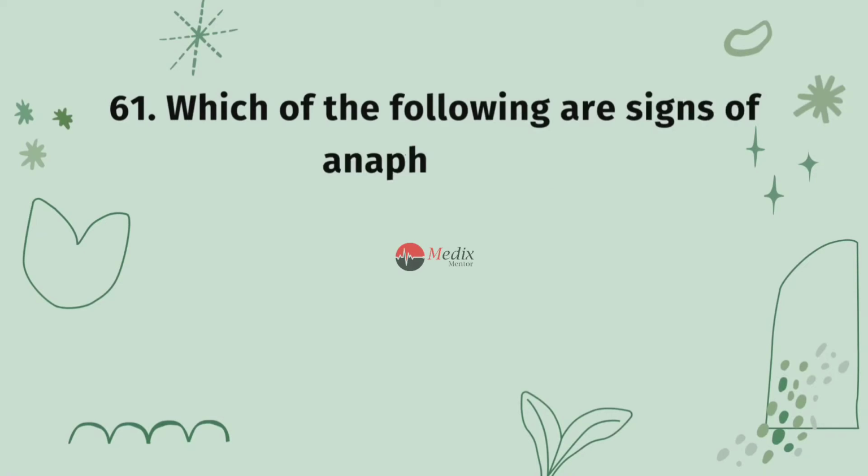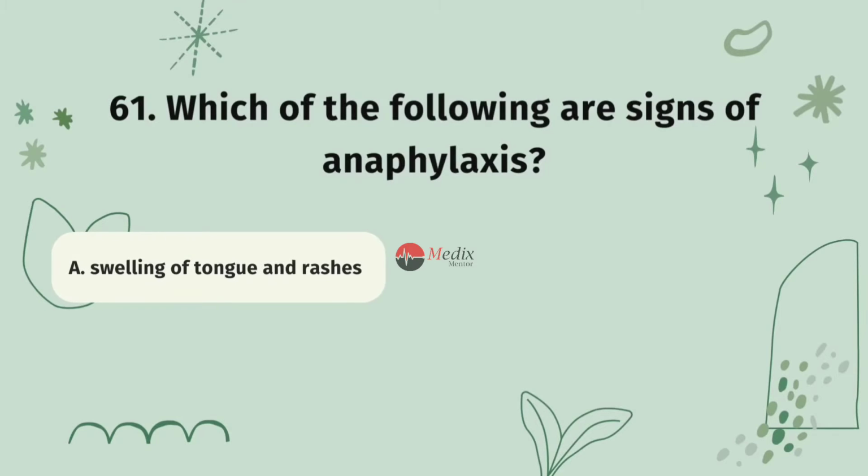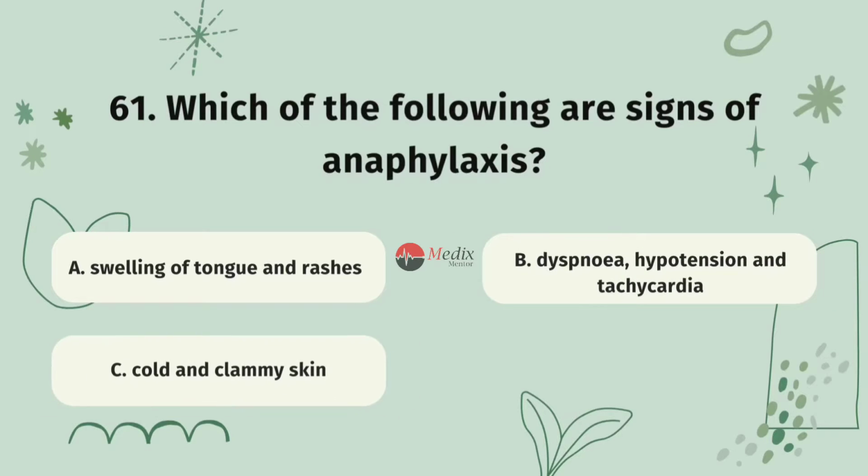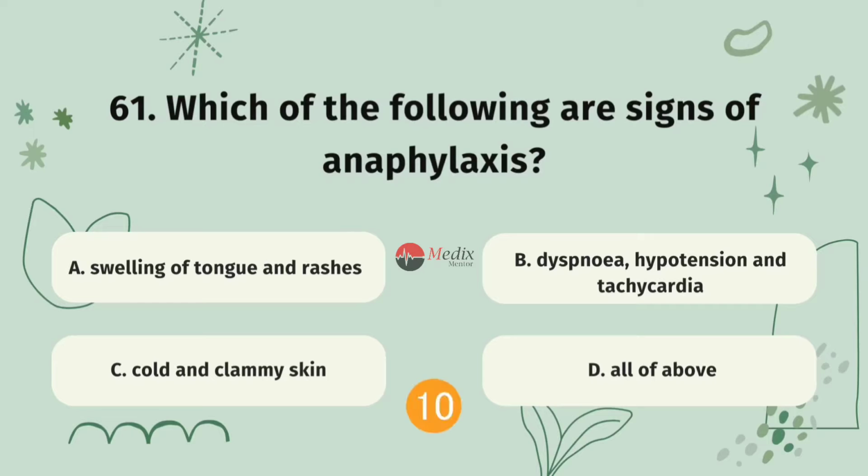Question 61. Which of the following are signs of anaphylaxis? Option A, swelling of tongue and rashes. Option B, dyspnoea, hypotension and tachycardia. Option C, cold and clammy skin. Option D, all of above. The correct answer is D.